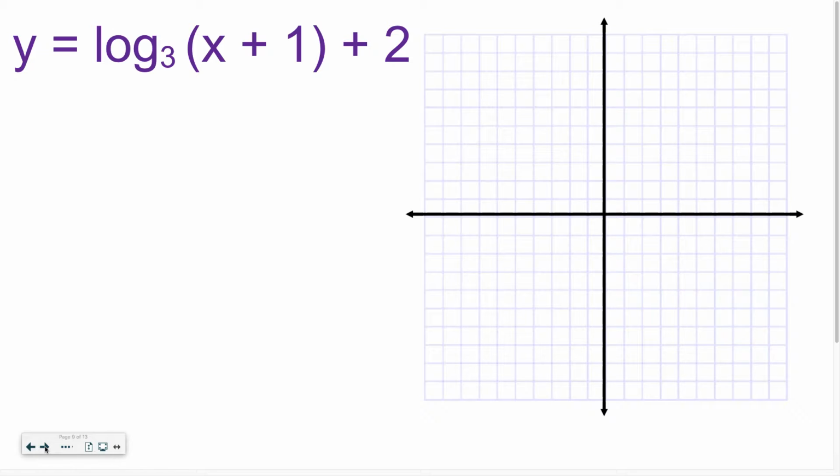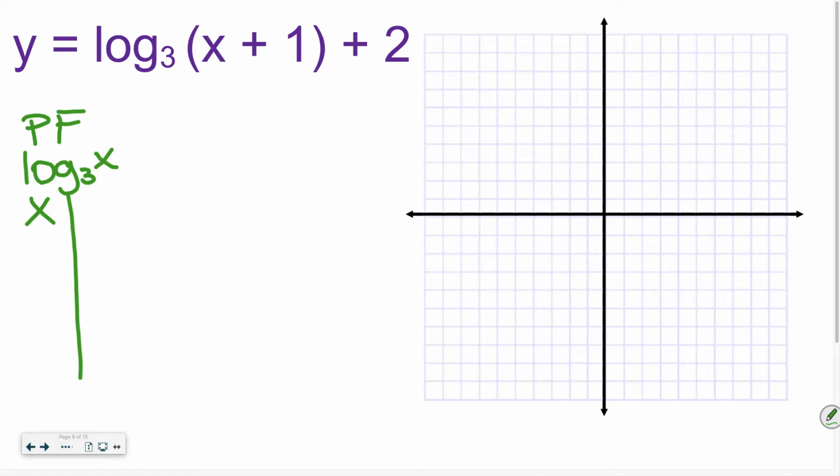Okay. I would like you to take the same process as what we talked about yesterday with exponentials. Please think of the parent function and then transform it where you need to go. Okay? So since we have log base 3 of x plus 1, the quantity, plus 2, then your parent function, PF, is log base 3 of x. Okay? Not a coincidence that that's what we did on the previous slide.